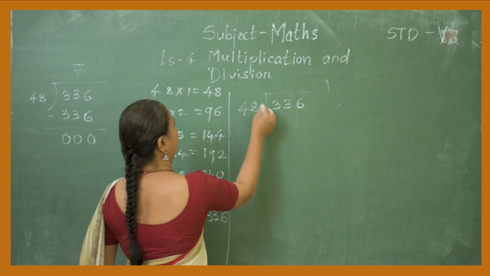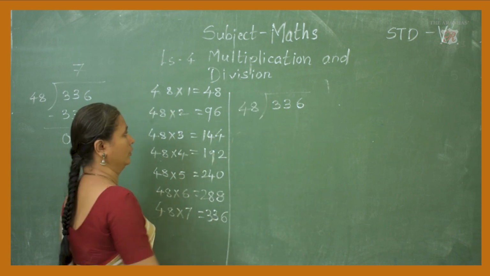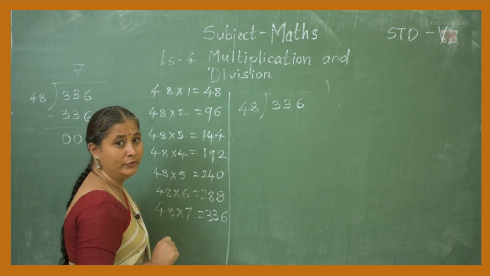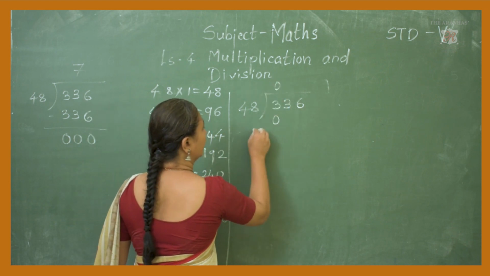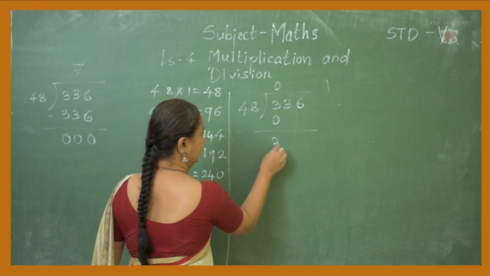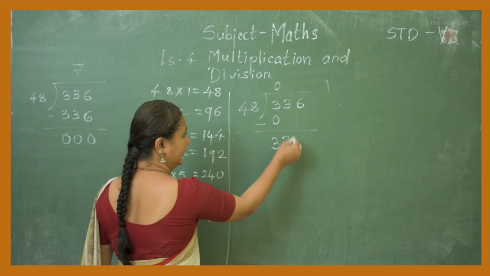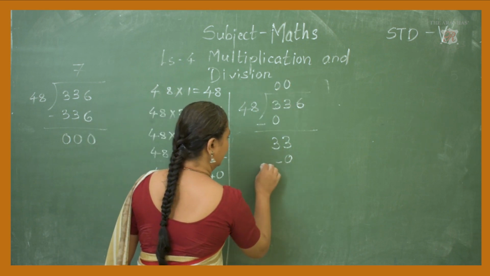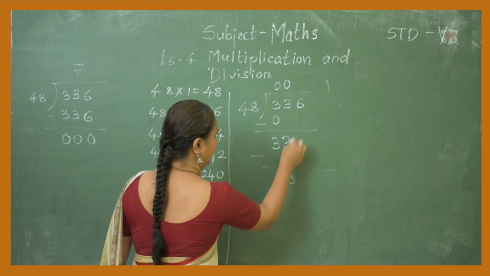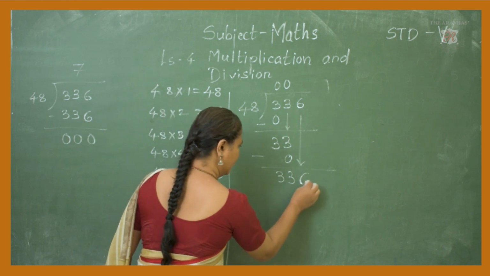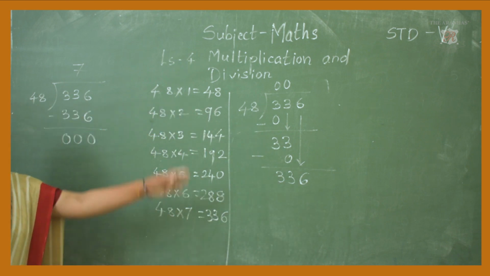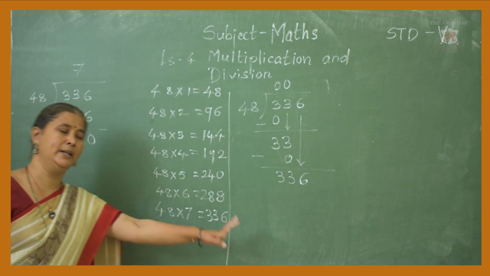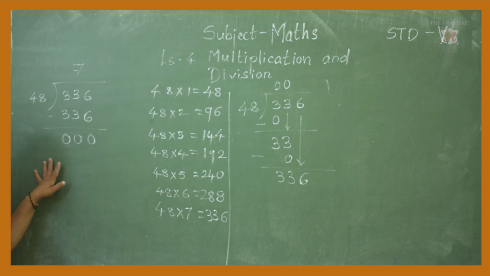336 divided by 48. Take the first number 3. 3 is less than 48, so take quotient 0. Then take 33. Again 33 is less than 48, so again take quotient 0. And then 336, then we are taking 6, and it becomes 336. If you did it in this way, then also it is okay. If directly you did it in this way, then also it is okay. Now you have to do the calculation faster, so you have to do like that.